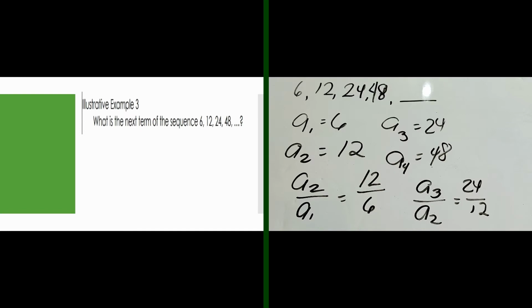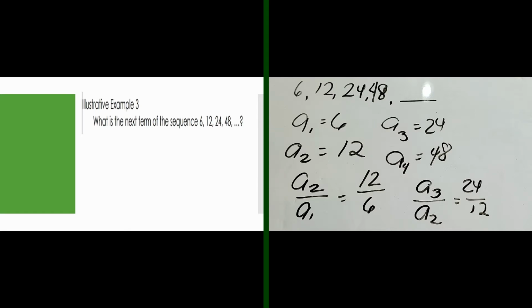So if you don't have the solution, it's okay. If you just take a look and analyze the pattern, you can get it by multiplying by 2. So let's take a look. 6 times 2 is 12. 12 times 2 is 24. 24 times 2 is 48.